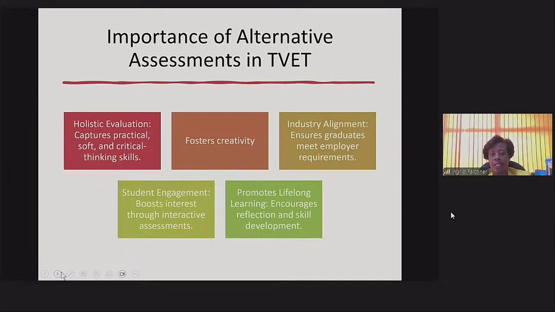Importance of alternative assessment in TVET. It's holistic: the evaluation captures practical, soft, and critical thinking skills. It fosters creativity. It's aligned to industry and ensures graduates meet employer requirements. It boosts student engagement through interactive assessments. And of course, it promotes lifelong learning, which encourages reflection and skills development.